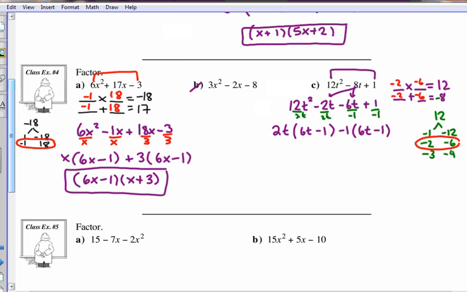Okay, last step. Because that first number here is negative, we want these to be identical. So always bring out that negative if the first one's negative there. Okay, and last, factor out 6t minus 1, and what's left over? 2t minus 1.